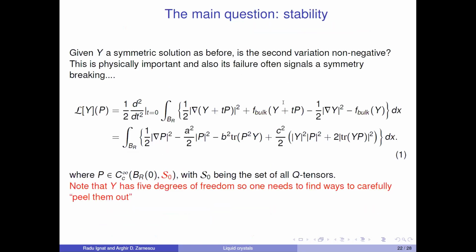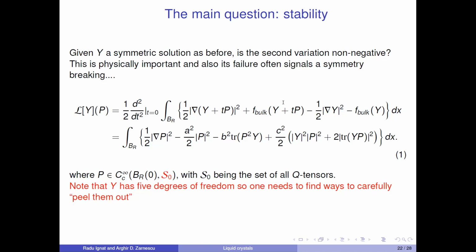And now this question that Radu was mentioning, stability. First of all, what do you mean by stability? It's something like this. You look at this Y, your spectral solution, and then you add arbitrary perturbation P, which are compactly supported with values in the set of all Q-tensors. And then you look at such perturbations, and you want to see that this Y is a local minimizer for the energy, right? So any such perturbation should be greater or equal than 0.